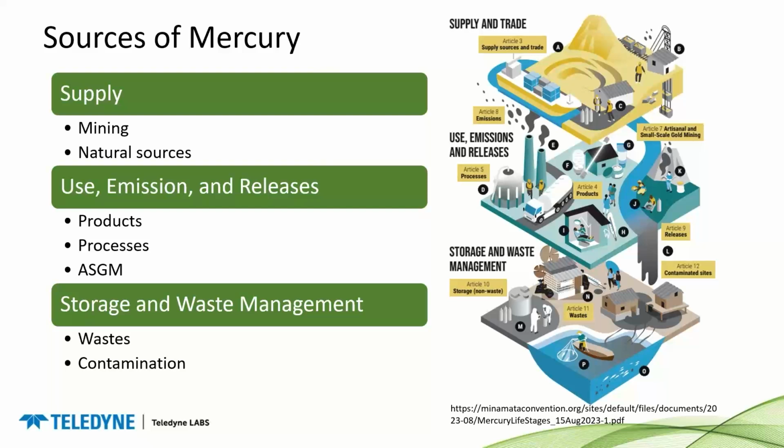Storage and waste management also need to be considered and monitored as a potential source for contamination. Once water sources get contaminated, the mercury starts to accumulate in the fish, and humans eat the fish, and then we're exposed to mercury through our food consumption.